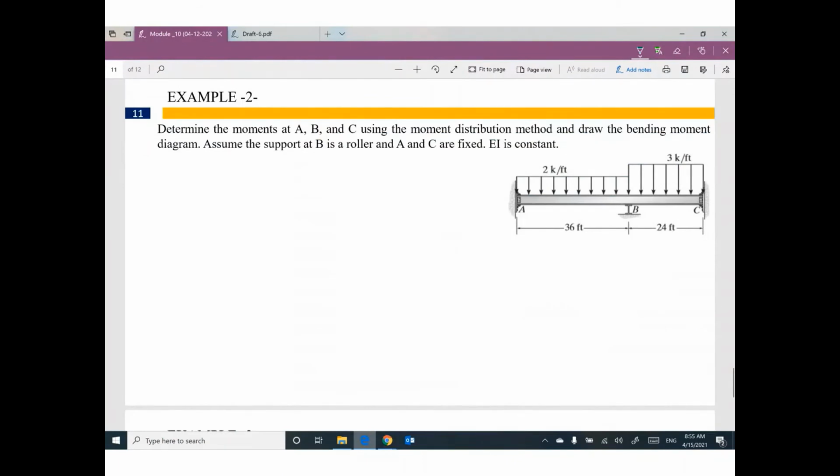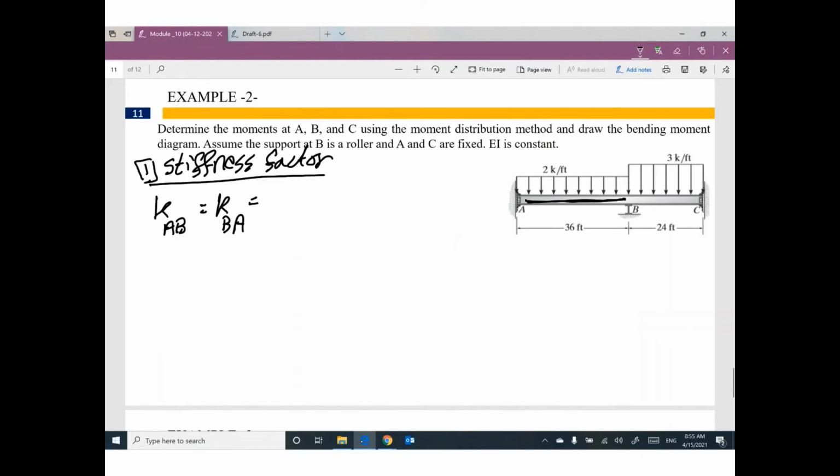Guys, for the second example, we have 4 steps. The first step, what is the stiffness factor? Remember, K for member AB is the same like K for member BA. AB or BA, same meaning. 4 EI divide L. EI is not given. Okay, keep it. The length of this member, 36. Can you simplify? Yes, I can. EI divide 9, I believe.